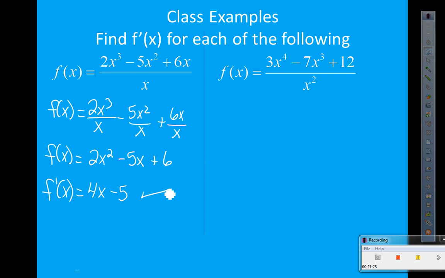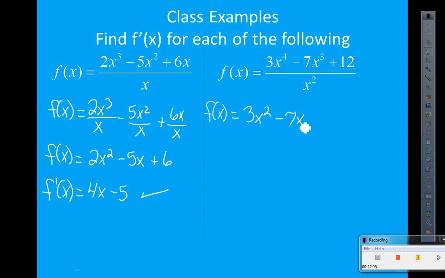Let's simplify first. And normally, guys, I won't write it like that. I'll just say 2x cubed over x is 2x squared, negative 5x squared over x is negative 5x, 6x over x is 6. Here goes your next one. We're going to simplify it first. So f of x equals 3x to the fourth over x squared, which is 3x squared. Negative 7x cubed over x squared is minus 7x.